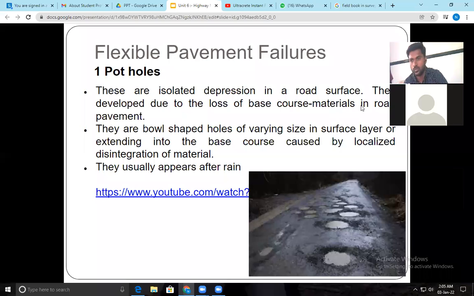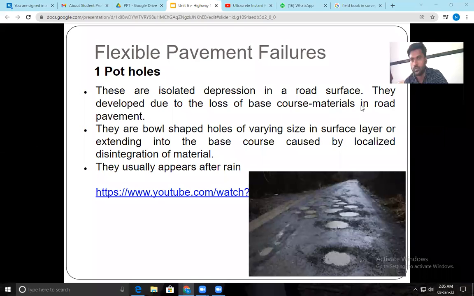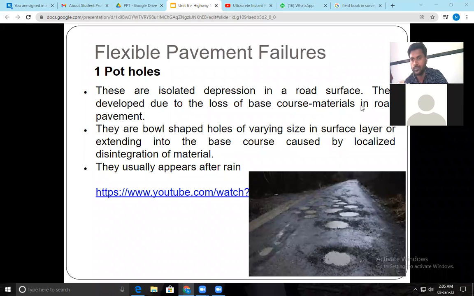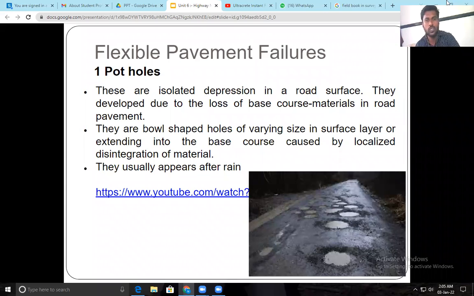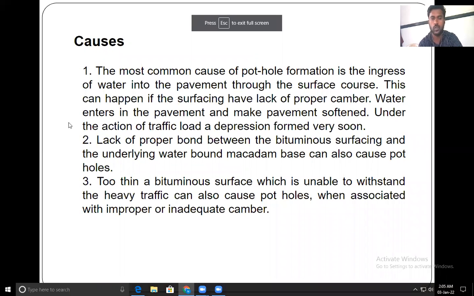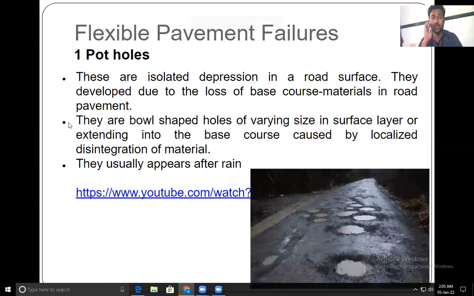Okay, so these are the different ways we have seen to fill the potholes. We do not have to use only this one. According to the situation, we have to decide what should be the way of maintenance of the potholes.